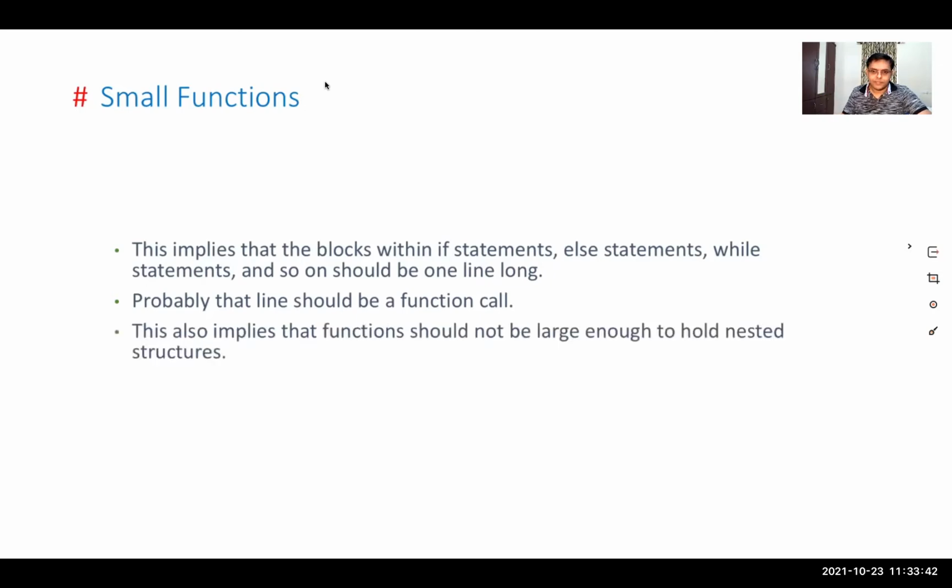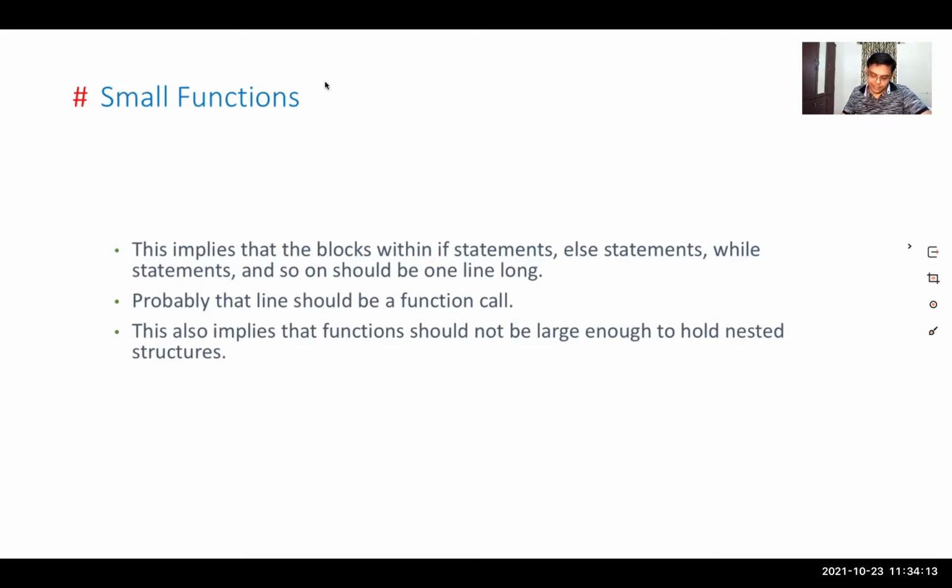Okay, so this also implies that a function should not be large enough to hold nested structures. We have seen in the listing that a lot of nested structures are there. The function is not supposed to do that. The function just looks at some if, and then it delegates to some other functions to do the work. If it is the else condition, you delegate to some other function. If you write your code that way, it will become easier to maintain. This code will become more and more clean, right?